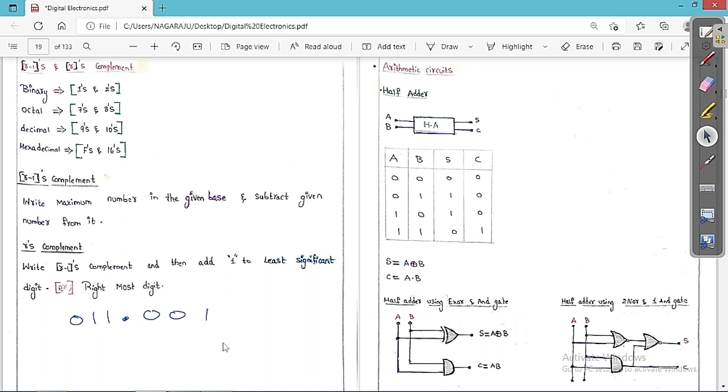Suppose this is some R minus 1 complement number we have got here. Then we have to add 1 to the rightmost digit, which is the least significant digit. Whatever result you get is called the R's complement. This is the thing that you always have to keep in mind.